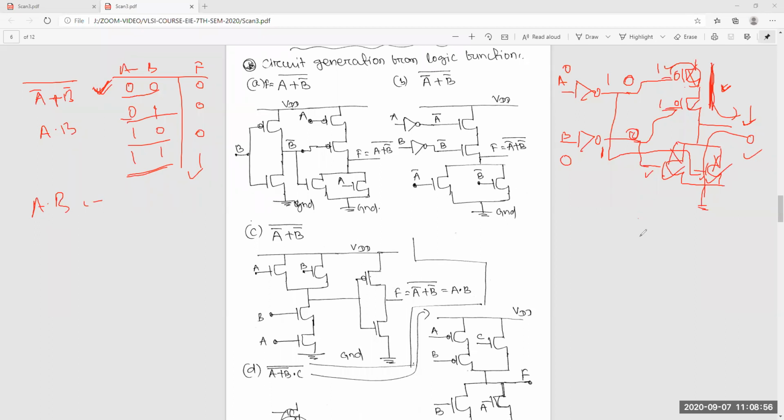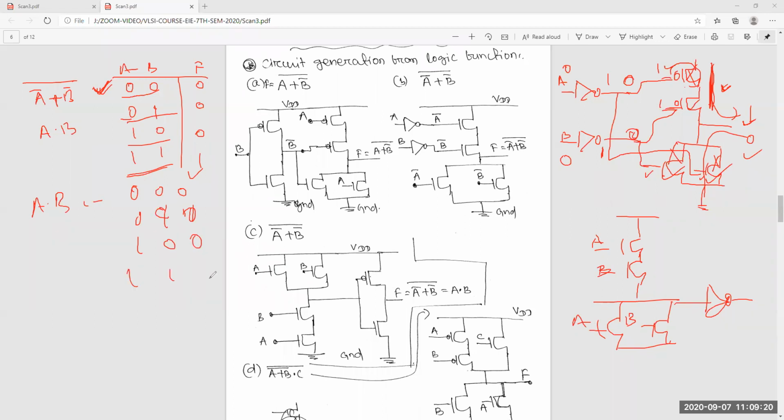A dot B, that is A B. So the truth table is 0 0 0, 0 1 0, 1 0 0, 1 1 1. In any case, you can check. Then the pull down will be series A dot B. Yeah, you are correct.